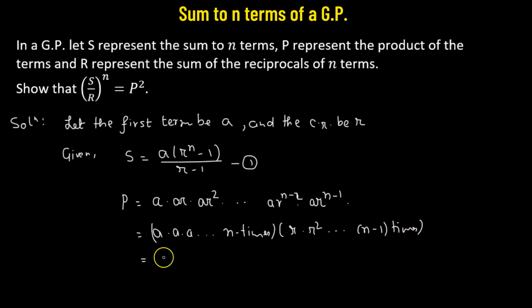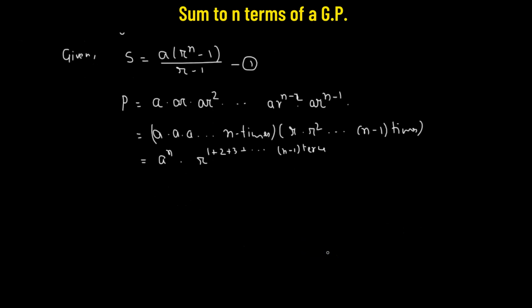Therefore, we will now have a times a multiplied n times, so simply a raised to the power of n. Then we have r raised to the power of 1 plus 2 plus 3 all the way up to the n minus 1 terms. So we will now have a raised to the power of n multiplied by r. Here this is an arithmetic series whose sum is given by the formula Sn equals n over 2 multiplied by 2 times a plus n minus 1 times the common difference d.